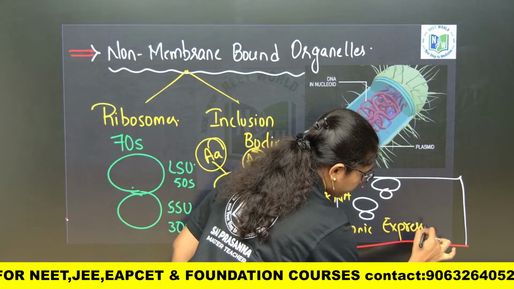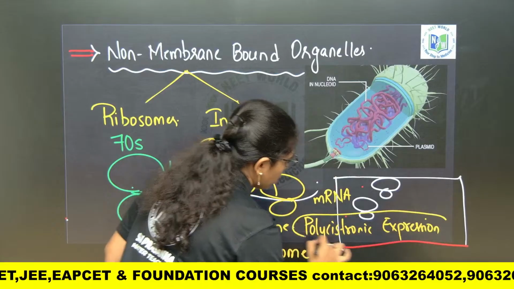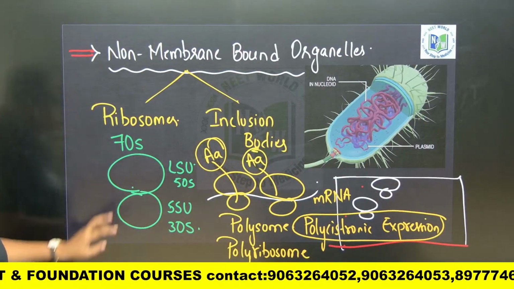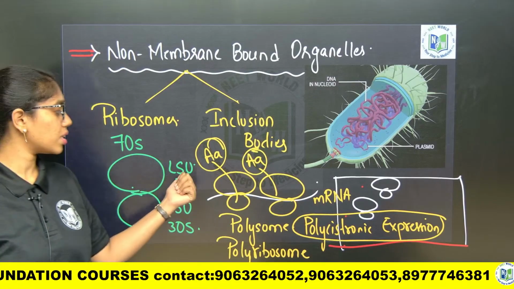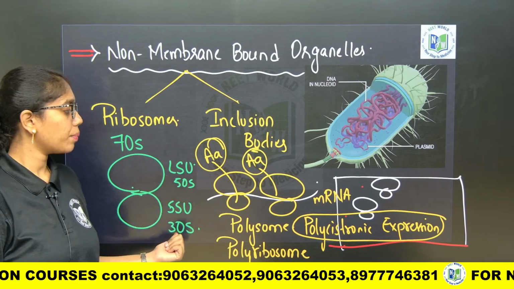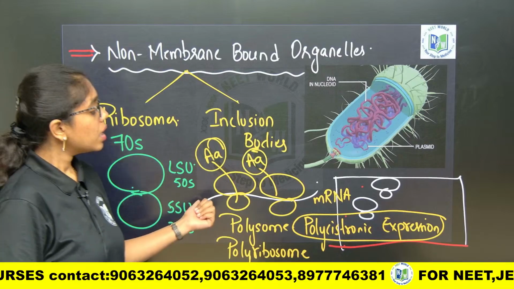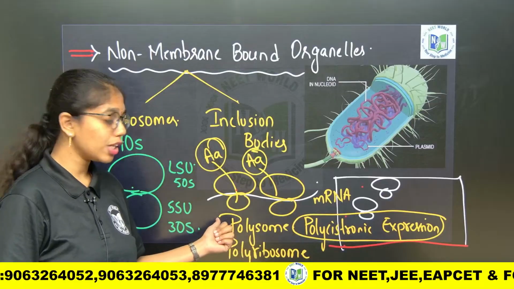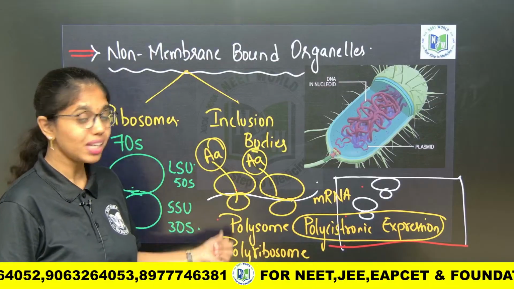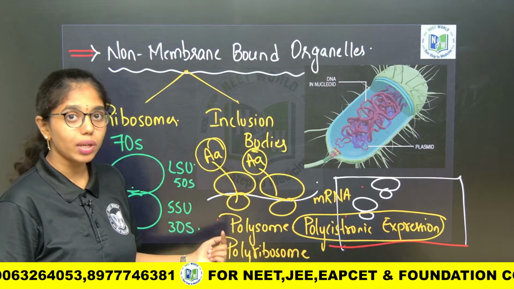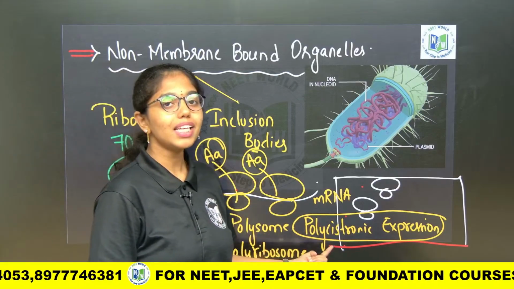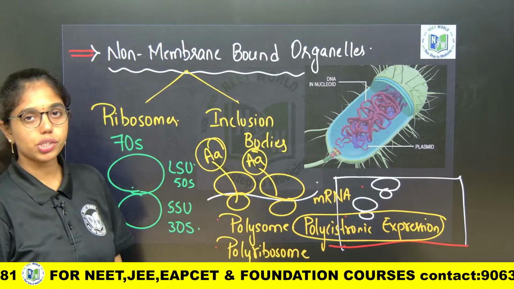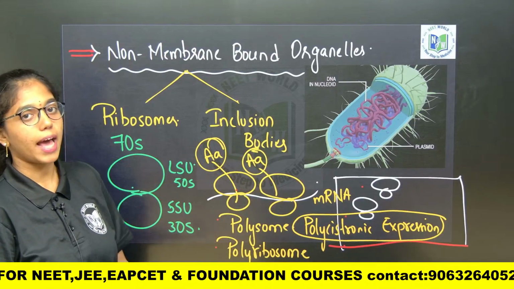Fine. So here, 70S ribosomes are present, the larger subunit is 50S, the smaller subunit is 30S, and a single mRNA having many ribosomes on it is the polysome or polyribosome condition. This gives multiple protein expression, called polycistronic expression. This is the complete information about ribosomes in a prokaryotic cell.